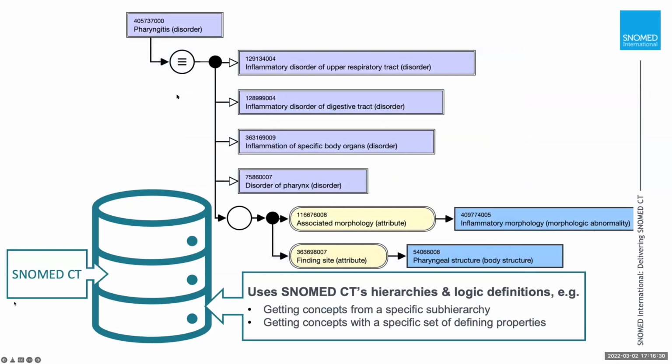As Liara has already informed you about how we define concepts via relationships to other concepts, this is the grammatical view that we have defined to show how concepts are defined. So pharyngitis here is defined with an associated morphology of inflammation with a finding site of pharyngeal structure. It's a type of disorder of pharynx, inflammation of specific body organs. It's an inflammatory disorder of digestive tract and an inflammatory disorder of upper respiratory tract.